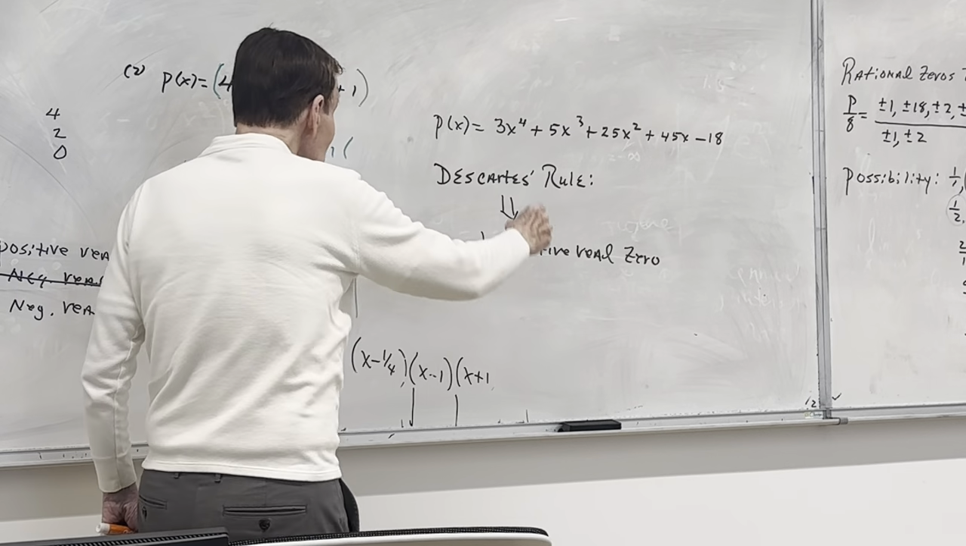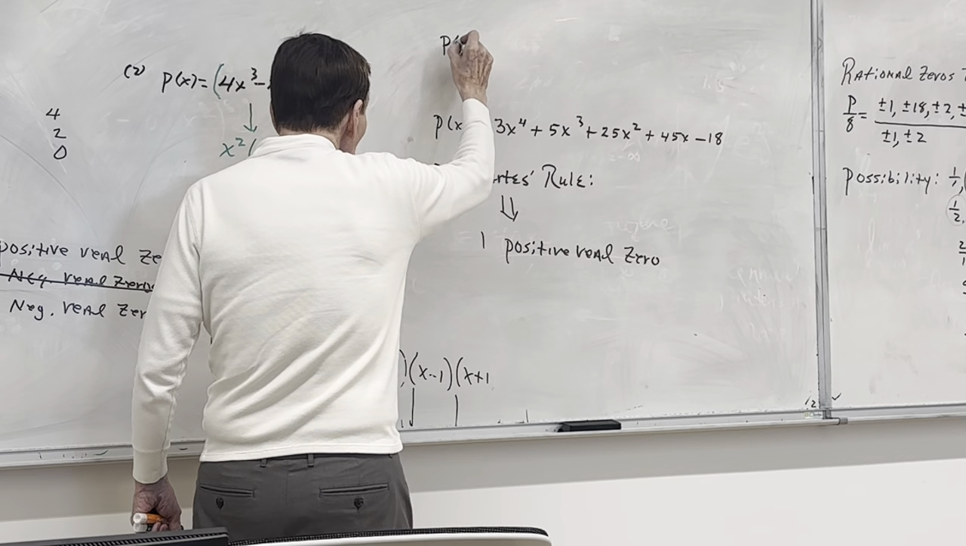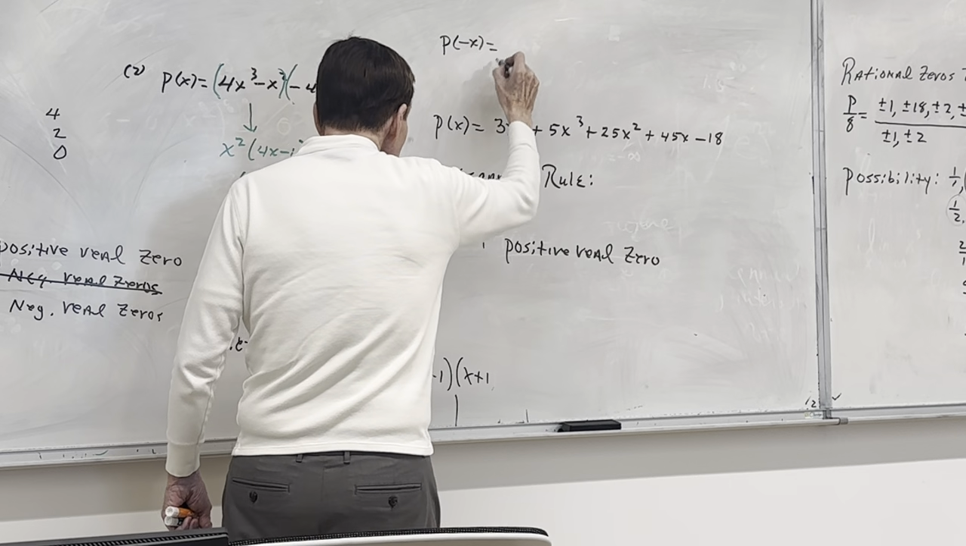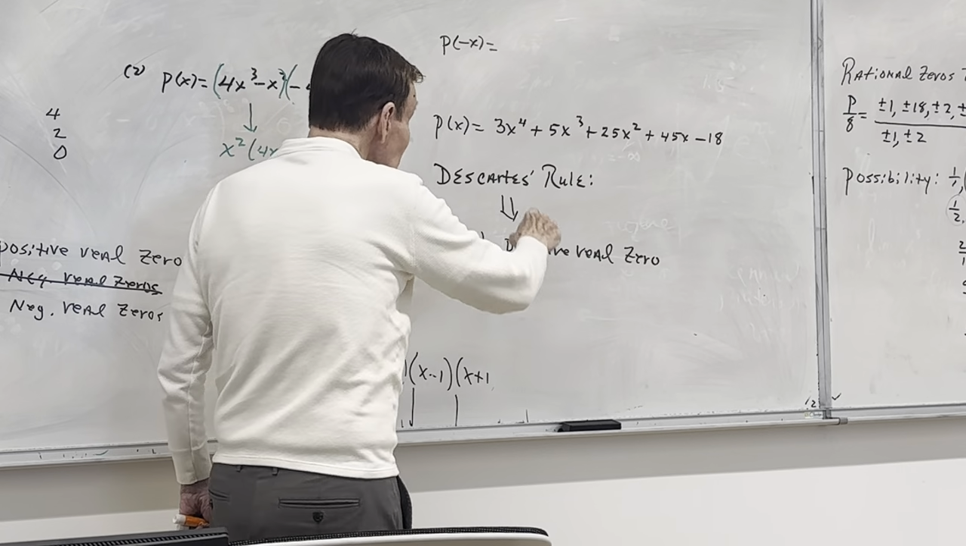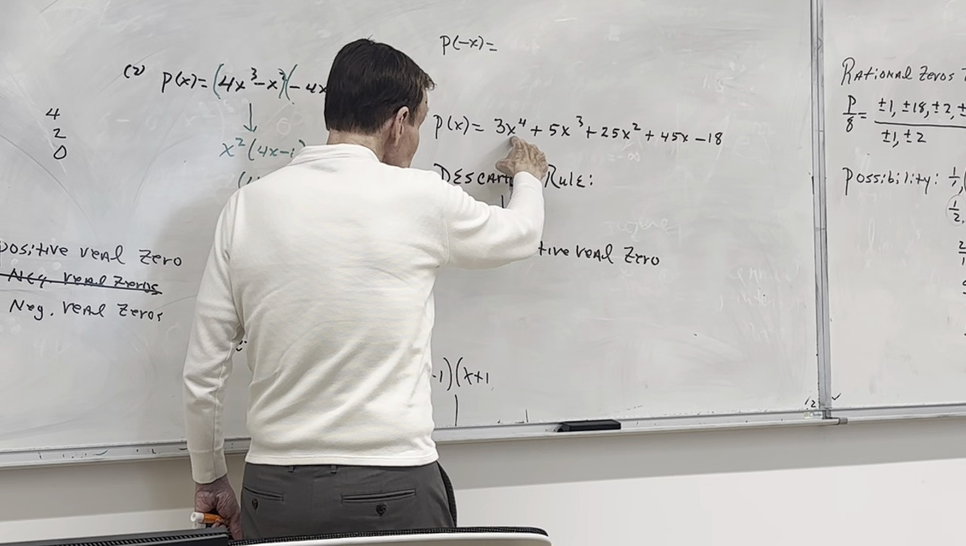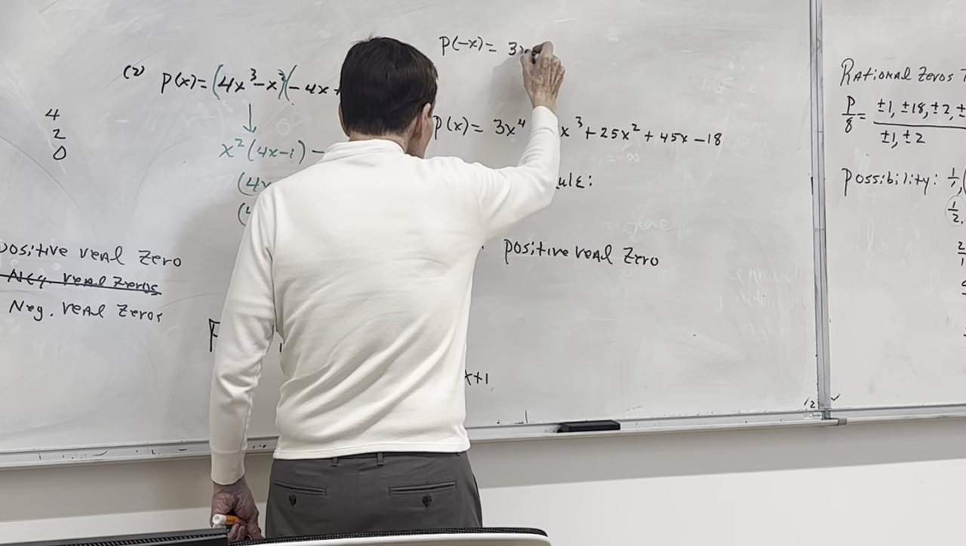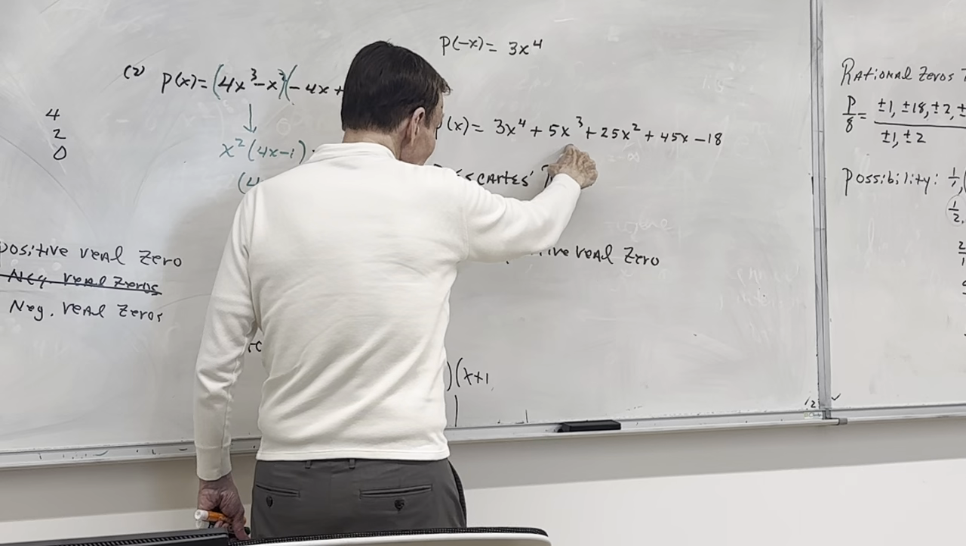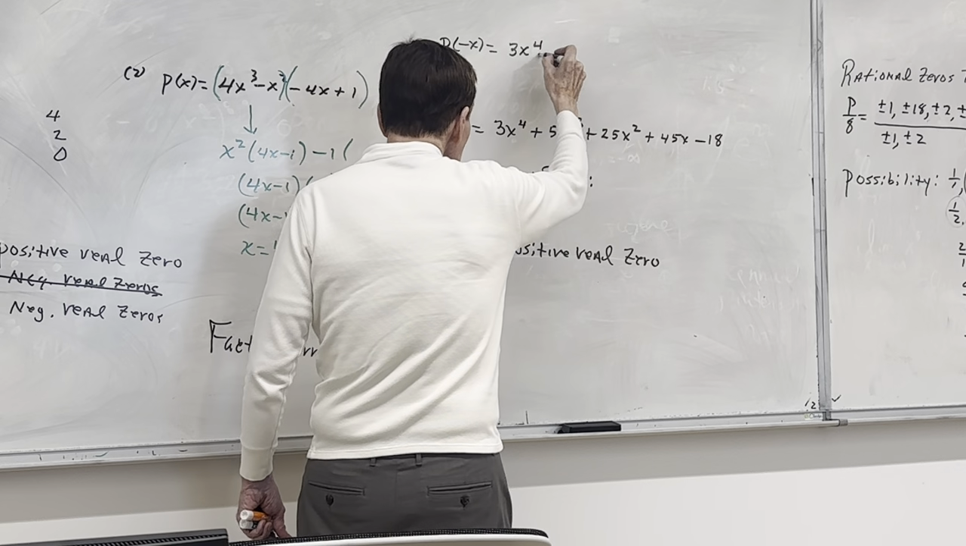So let's try to find how many of those 3 might be negative. How do we do it? We go up here and find P of what? Negative x. So replace x by negative x. Hey guys, here goes. If I replace x by negative x raised to the 4th, stays like it is. Replace x by negative x, cube it, comes a negative.